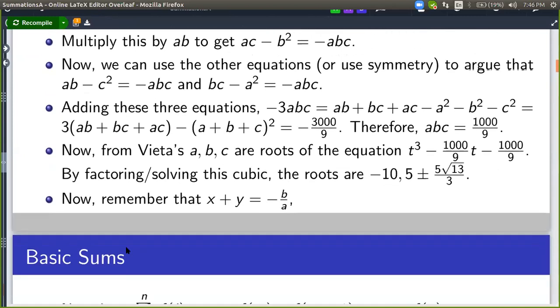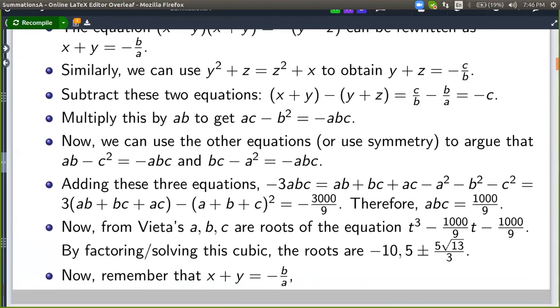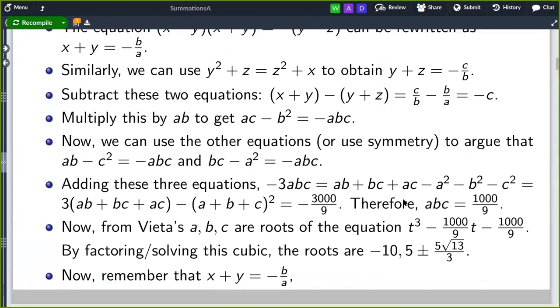So now we can remember that x plus y equals negative b over a, which is what we had before. And also remember the question asked us to find the maximum value of x plus y. So does anyone want to say in the chat which values of b and a are going to give the maximum value of x plus y? So we're just using those roots in some order.